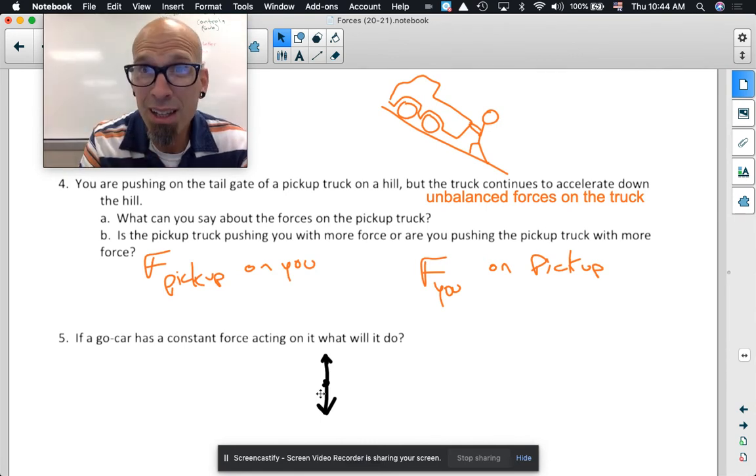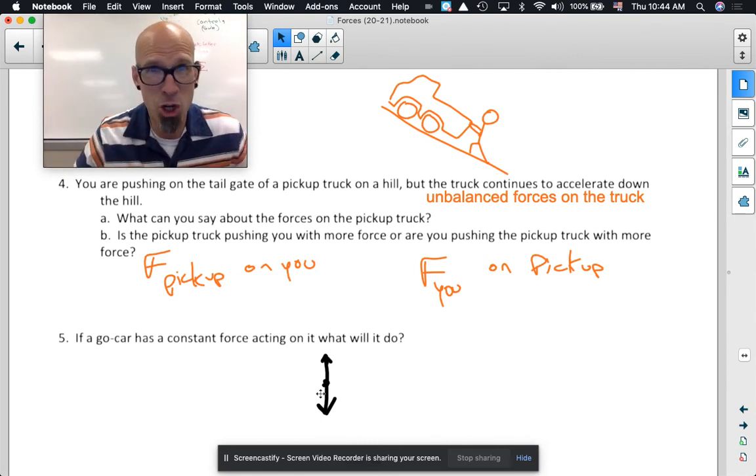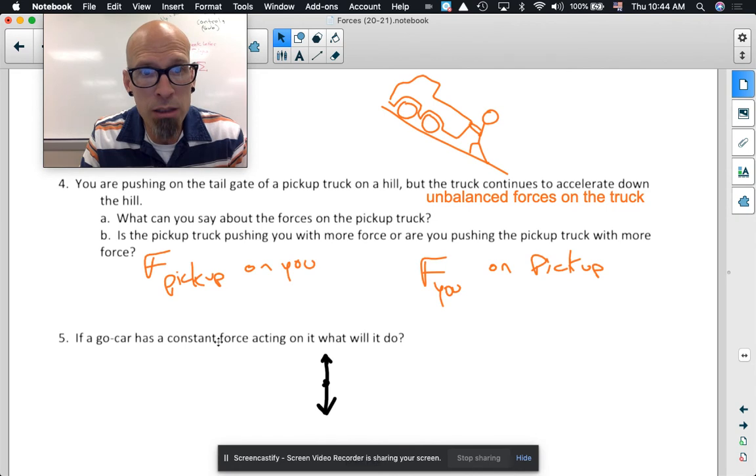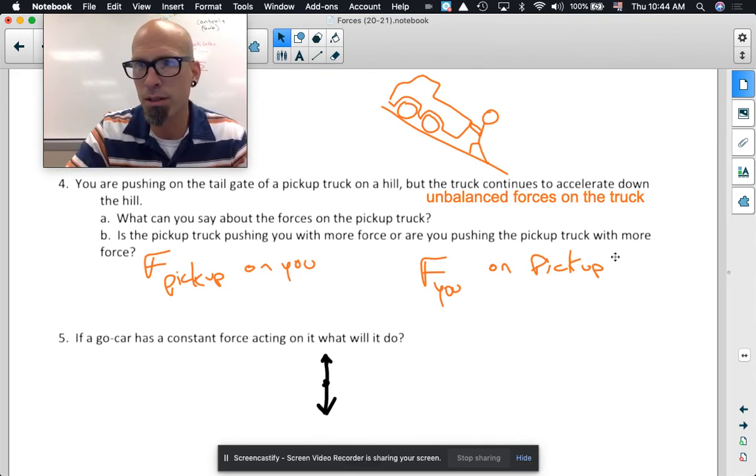Now, you saw this in class. The problem is, though, in your gut, when you see that there's a constant force, you think that means constant velocity. But it doesn't. It means constant acceleration, a constant change in motion. I hope you remember this.